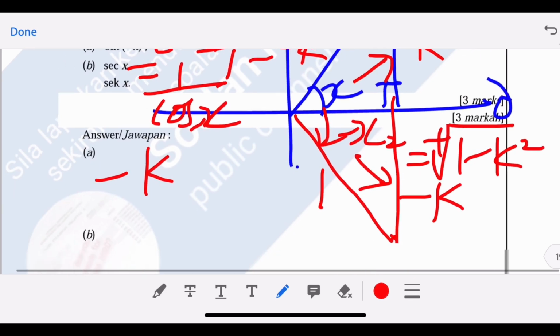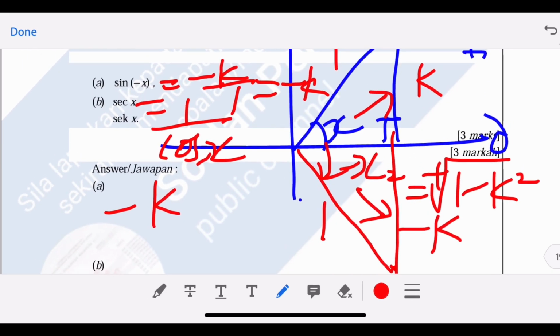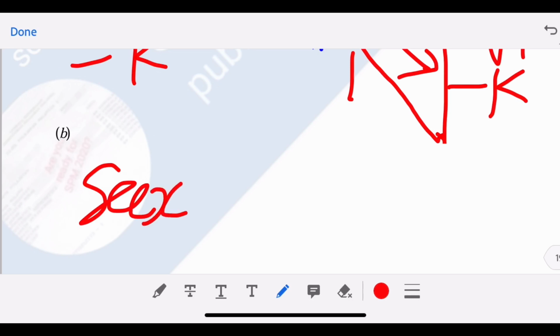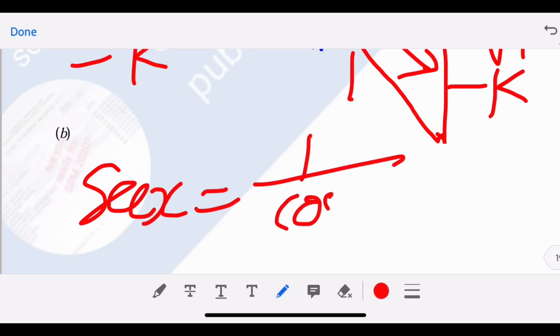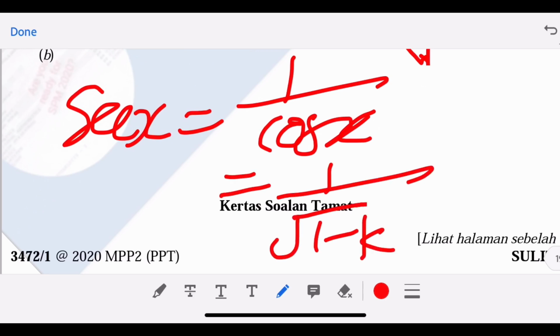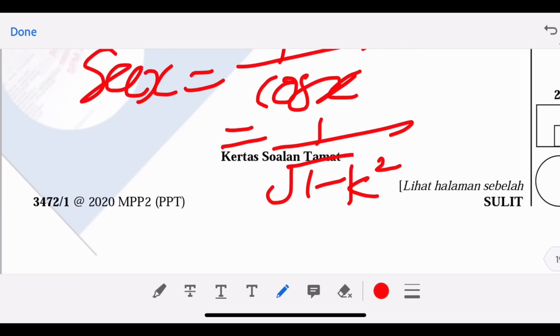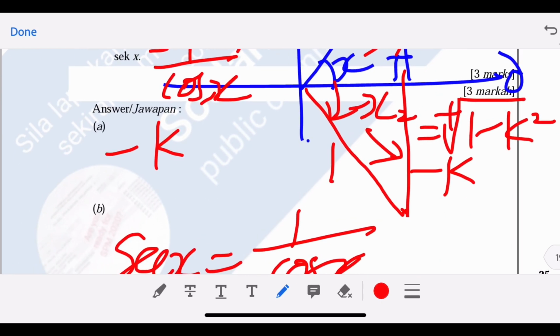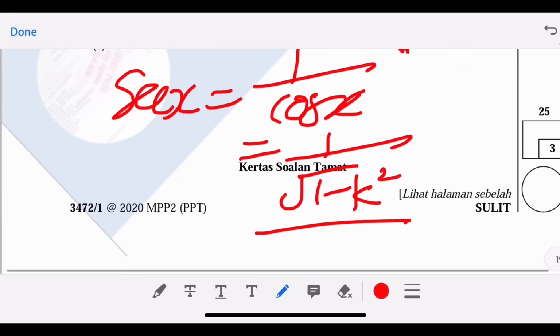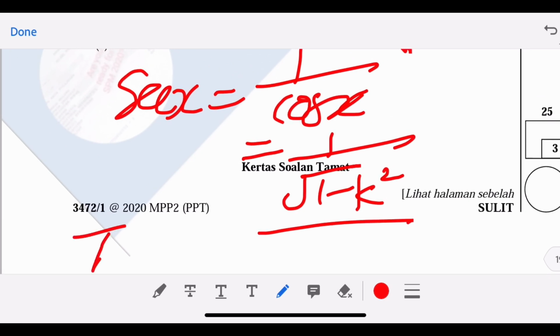So as you know, sine is always negative in the fourth quadrant, and secant x is 1 over cos x, right? And cos x is adjacent over hypotenuse, isn't it? So you just read from the triangle: square root of 1 minus k square over 1. So it's actually 1 over square root of 1 minus k square. Yeah, this is the right way.